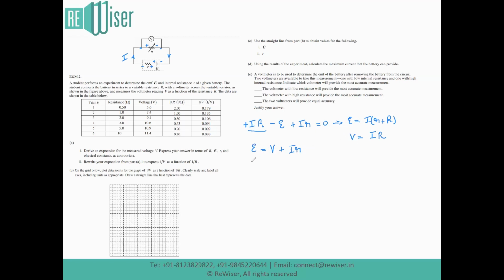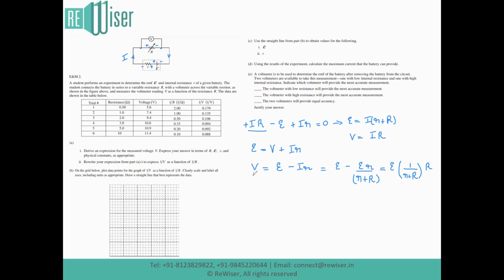We get V is equal to epsilon minus I into small r. Now, inside this particular equation, I can write I as epsilon divided by small r plus capital R. So this becomes epsilon minus epsilon divided by small r plus capital R into small r. If I take epsilon common, I get epsilon into 1 minus small r by small r plus capital R. This can be further rewritten as 1 can be written as small r plus capital R divided by small r plus capital R. And when you subtract the small r, you are left with capital R into 1 by small r plus capital R.